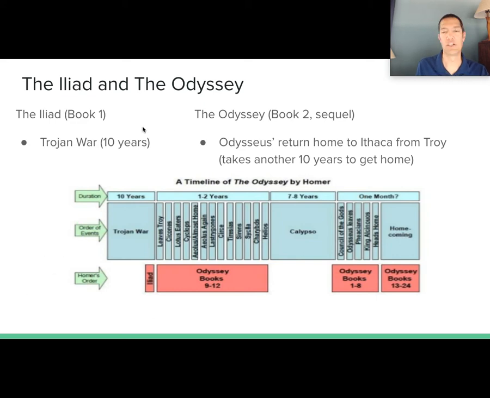But this guy Odysseus is at war for 10 years. He left his wife and kids behind. He was at war for 10 years, and then it takes him another 10 years to get home. So he's gone for 20 years. And they make a point of that in the book.